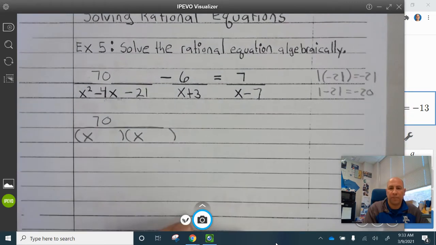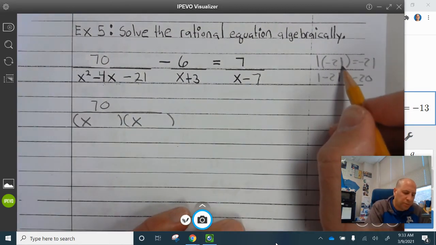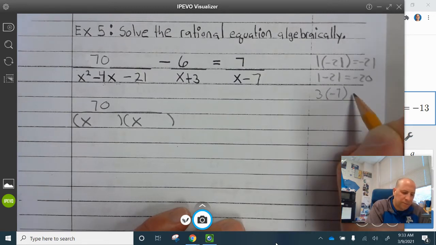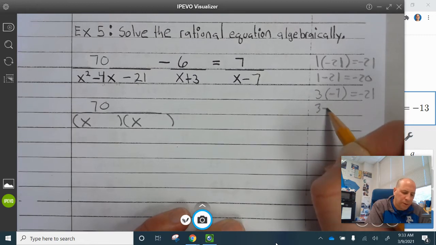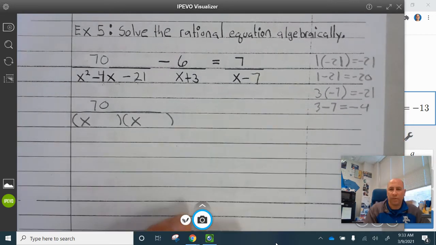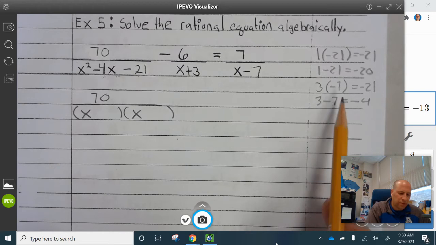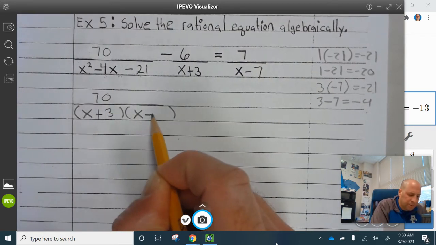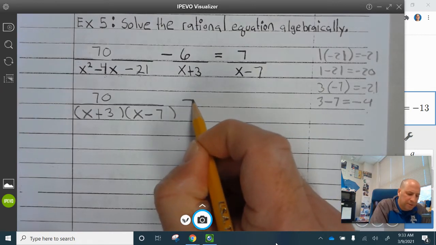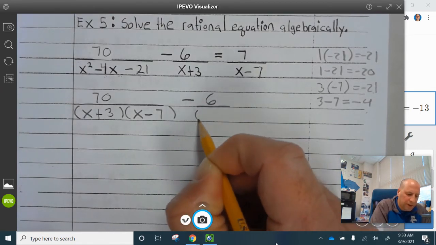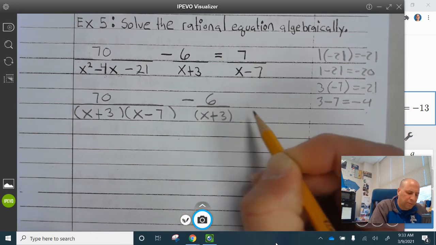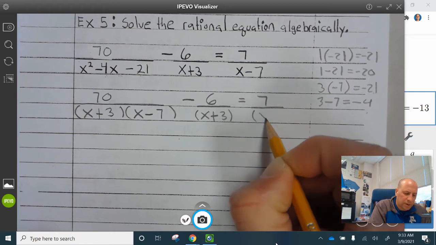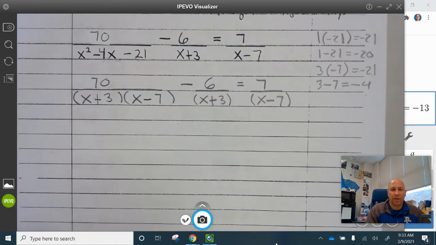That doesn't work. Okay, so 2 doesn't multiply. 3 times negative 7 is negative 21. 3 minus 7 is negative 4. So since we have our negative 21 and negative 4, our factors are x plus 3 and x minus 7. And then that's minus 6 divided by x plus 3 equals 7 divided by x minus 7. Okay?